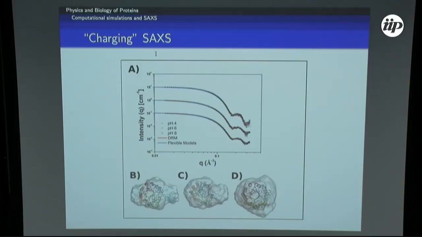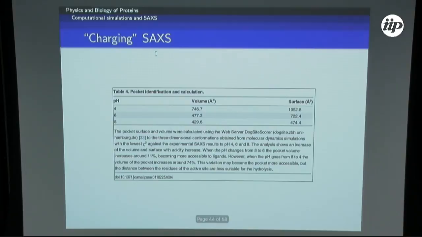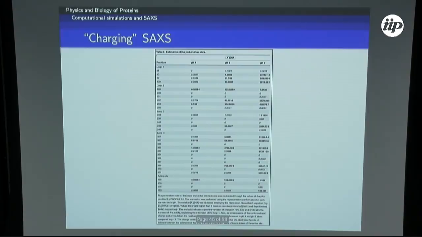So this is one case where we did simulations using the charge. Here, the only thing I did was disconnect the interactions between this loop and the rest of the protein, but the idea is that charges can interfere in this problem. And then here you have the variation of the volume and the surface, and the change in protonation is very small, but it explains it.